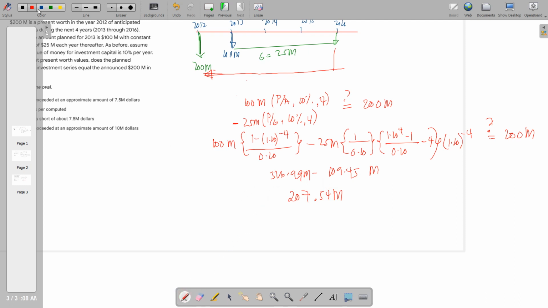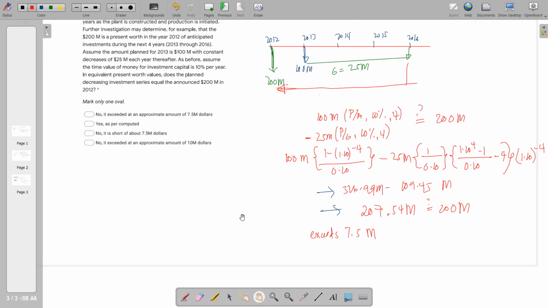So that should be our result. Now, if we are going to compare that with 200 million, of course, we can see that this has exceeded, so the amount exceeds $7.5 million. So from the choices, it does not equate to 200 million exactly, but actually it has exceeded the approximate amount of 7.5 million dollars. So this shall be the answer.